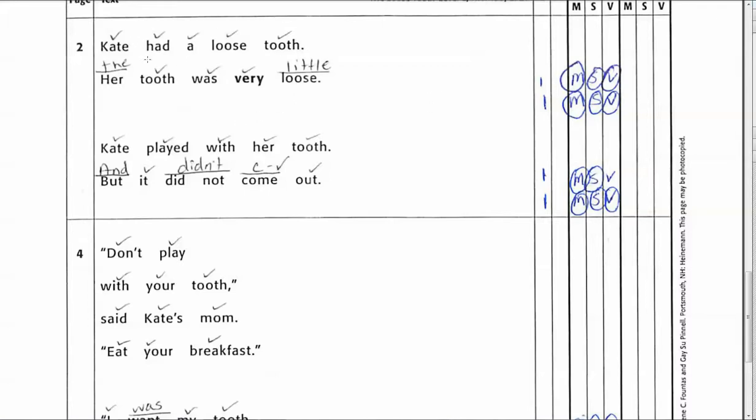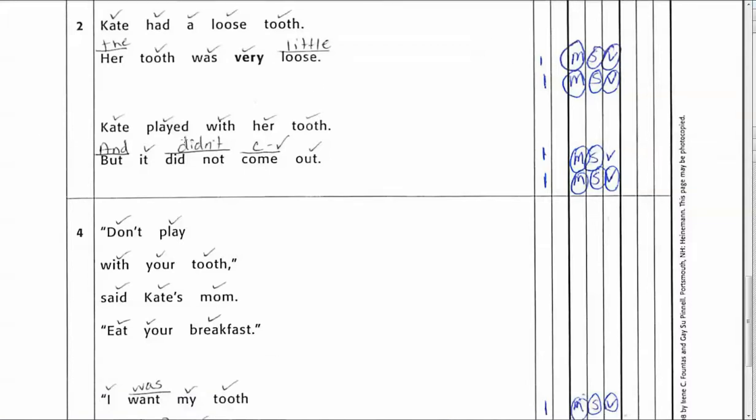Kate had a loose tooth. The tooth was very little. So does that make sense? Yes. Does it sound right? Yes. Are there any visual similarities? Yes. So let's move to the next error.